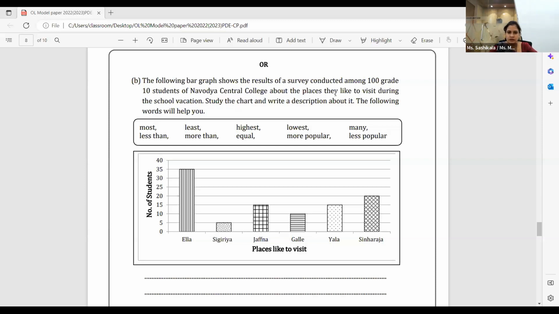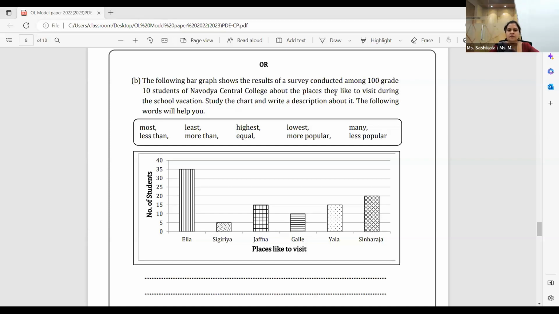And then we can go to equal. Now you can very well see they like to visit Jaffna and Yala equally. That means you can say an equal number of students like to visit Jaffna and Yala each. And even you can say the number that is 15 each.